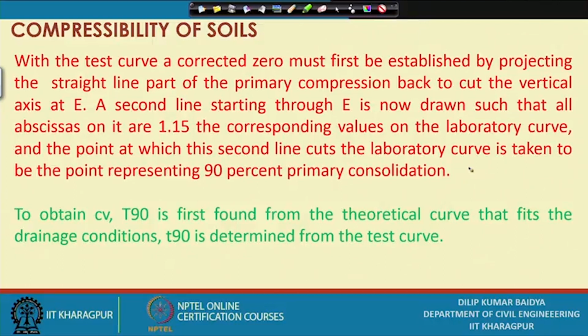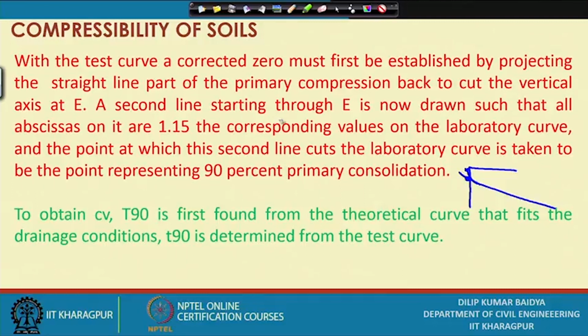So, that means if you have the curve like this, so you extend the straight portion. Though the curve started here, you can consider start of consolidation here. Line of the primary compression back to cut the vertical axis at E. So, that means this is the point E.